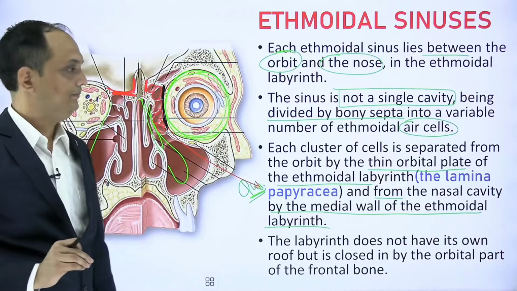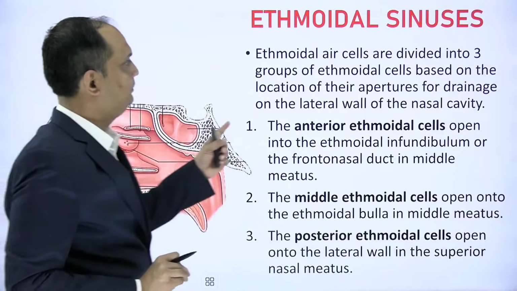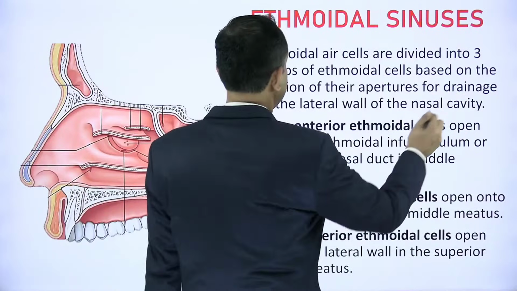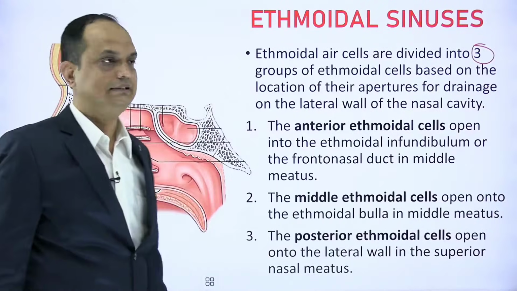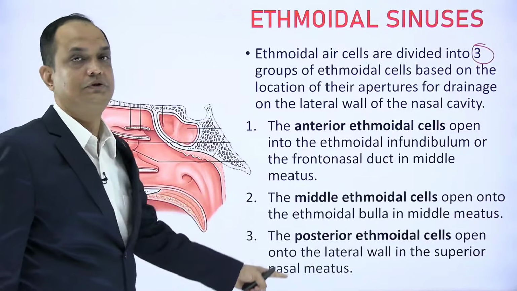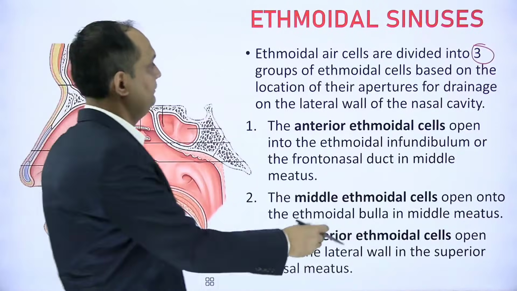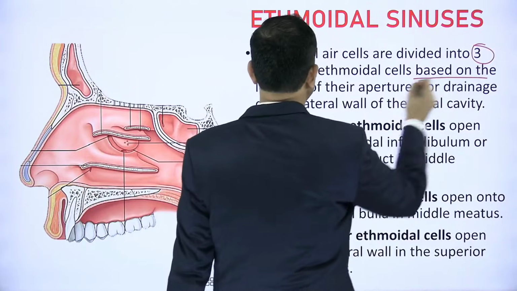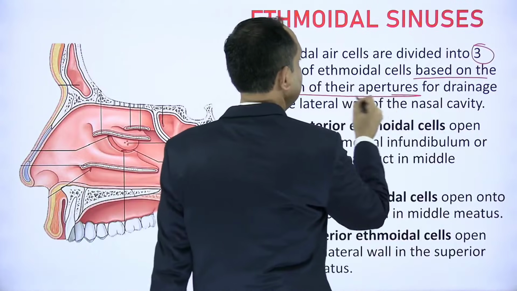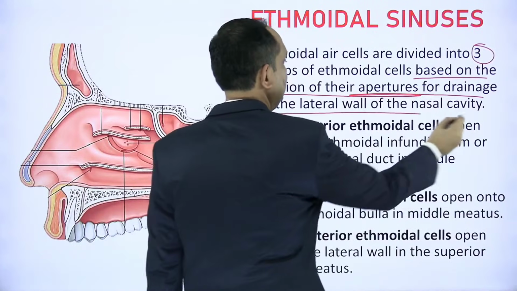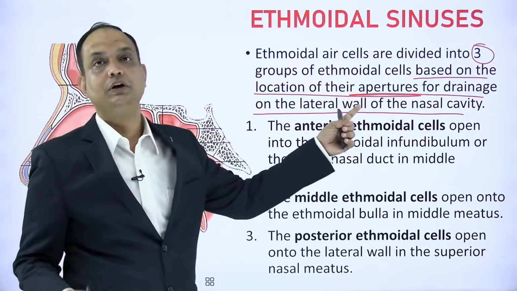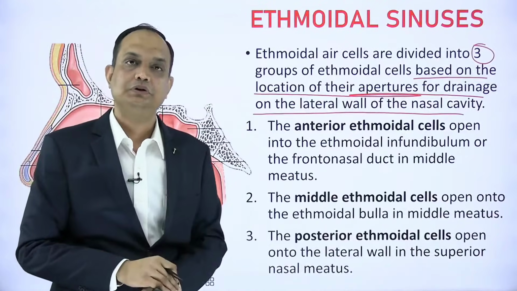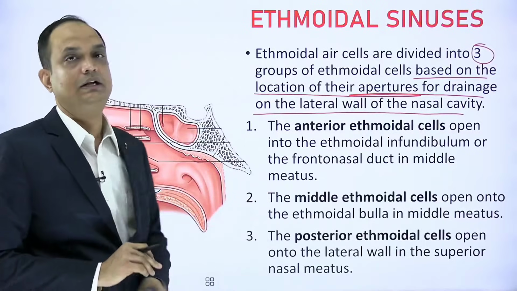In this diagram you are able to understand the position of the ethmoidal air sinuses and what lamina papyracea is. Now the ethmoid air cells are divided into three groups. You know that there are three ethmoidal air sinuses: anterior, middle and posterior, and their names are given on the basis of the location of their aperture for drainage on the lateral wall of the nose. So where their aperture drains decides the position of these ethmoidal air sinuses.